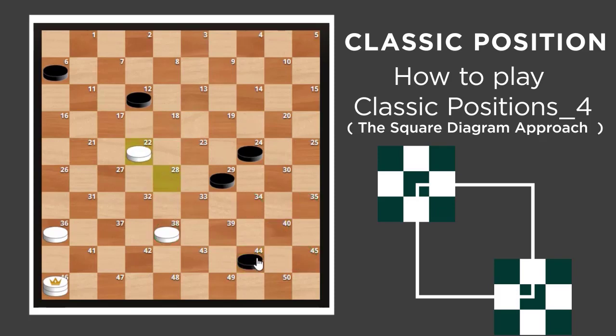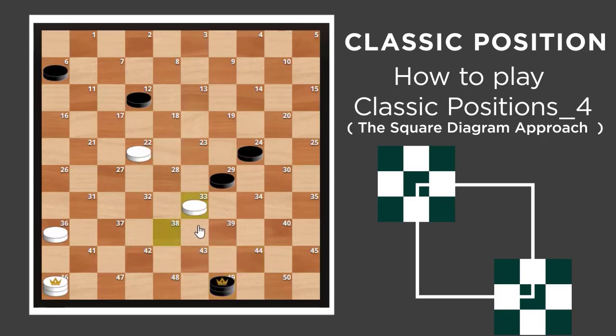And then white played 28, 22. By the principles of the square diagram, we see that 22 can also be taken, as black moved from 40 to 44. Black moved to square 49. So if you draw the square diagram, we see that the positions surrounding 44 are 39, 40, 50, and then 49. So black decided to move to 49.